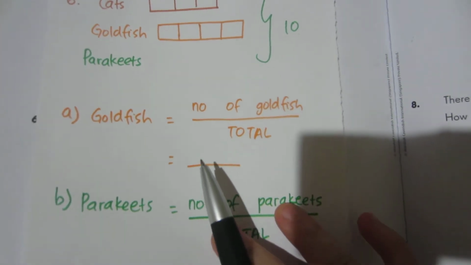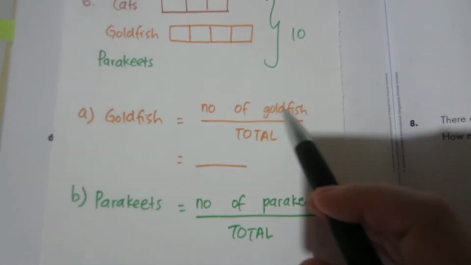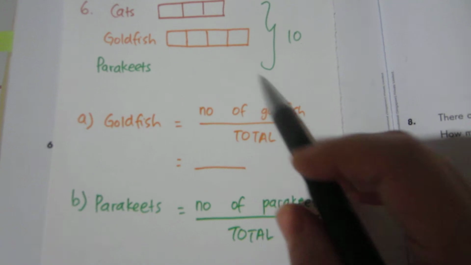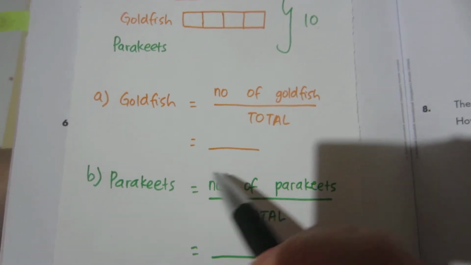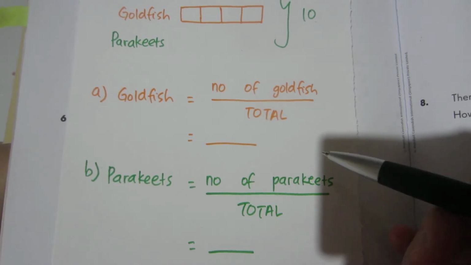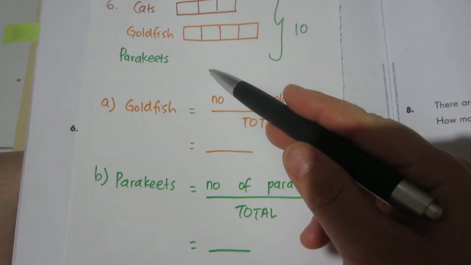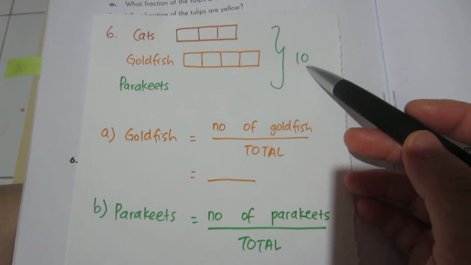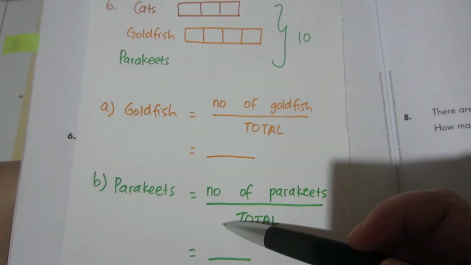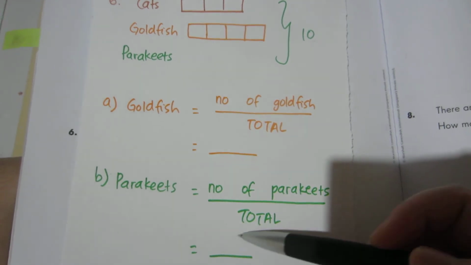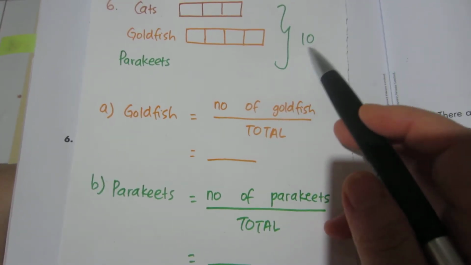Then to find a fraction of goldfish, you need to find the number of the goldfish, which is 4, out of the total, which is 10. So 4/10. And then to find the parakeet, same thing. The number of parakeets, you have to count this first. 10 minus 3 minus 4, then you get the parakeets. That's gonna be the numerator, and the denominator will be the total number.